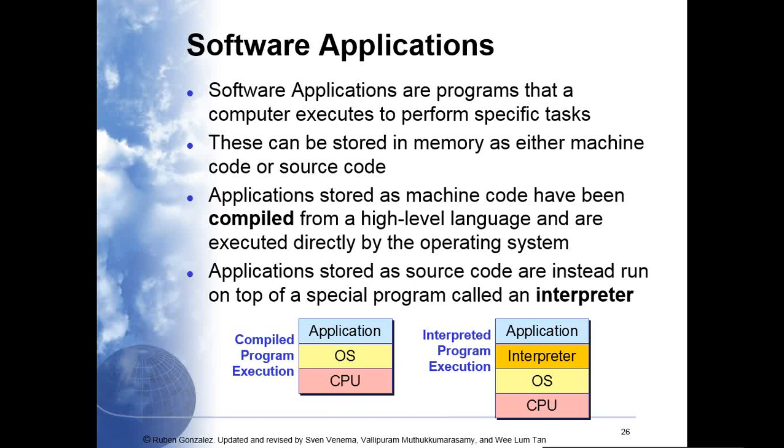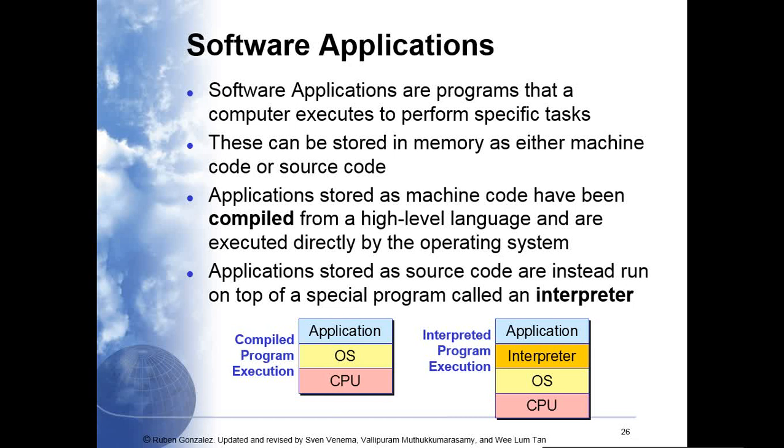Okay, looking at software applications. Software applications are programs that a computer executes to perform specific tasks. Those can be stored in memory as either machine code or source code, and applications stored as machine code have been modified in some way. You wrote them in a high-level language, and now they've been translated using a compiler, usually, that translates it into something that the machine can understand.